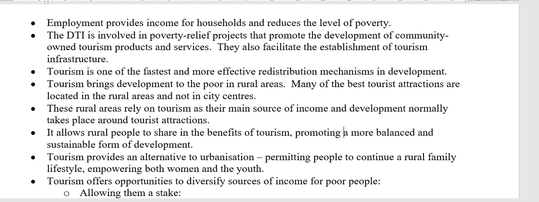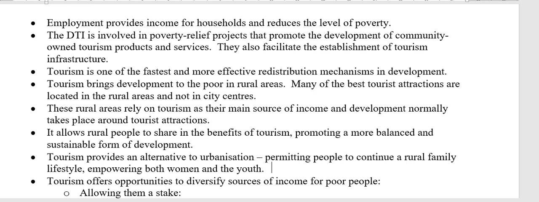So development normally takes place around these tourist attractions, which means that rural people then have the opportunity to sell curios, to be an entertainer, whatever, to use whatever skills they have to provide services to the tourist industry when the tourist comes to their areas. And obviously that will provide us with a sustainable form of development. We are giving local people access to a job, access to share in the benefits of tourism.